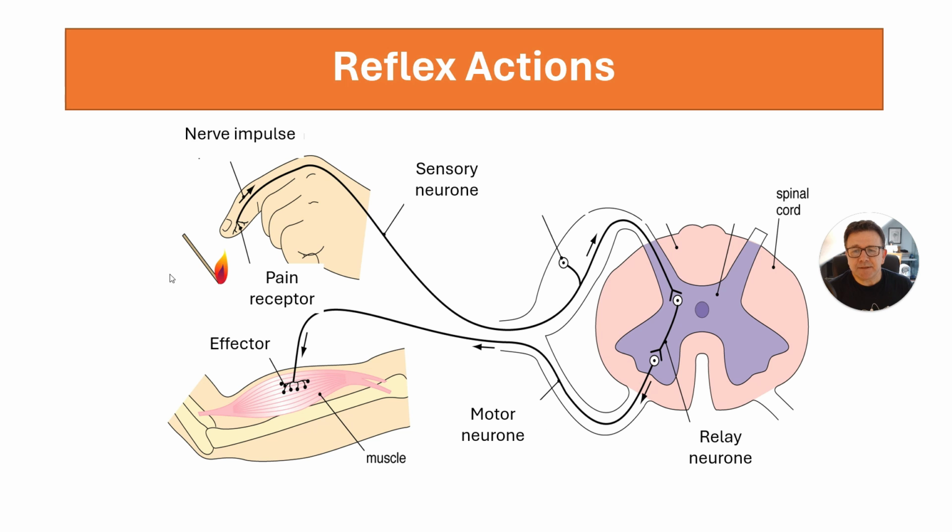Here's a diagram of a reflex action. You can see the stimulus is the flame, and the receptor is in your skin. The impulse goes through a sensory neuron and then across synapses, and we'll talk about synapses in a minute, through a relay neuron, which here is in the spinal cord, and then back through the motor neuron to the effector. And remember, effectors are just muscles or glands.